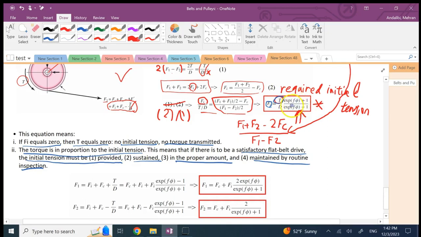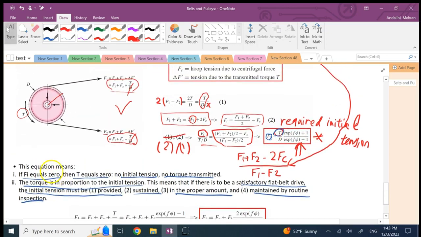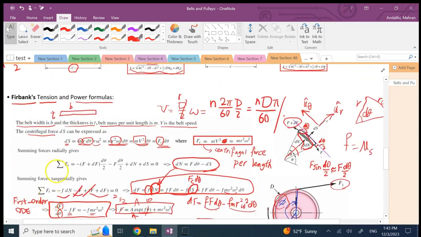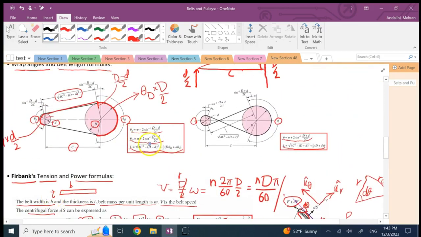And where do I get phi from? Well, remember the phi here is one of these two, depending on whether the small one is the driver or the big one is the driver. So one of these two is going to be your phi. Good?